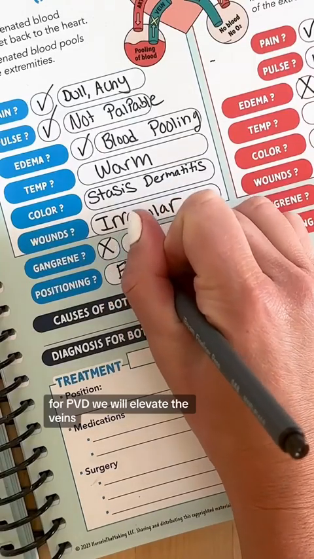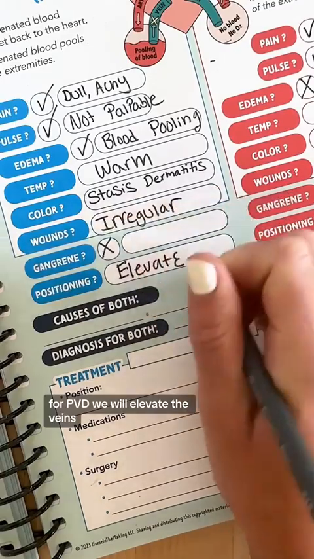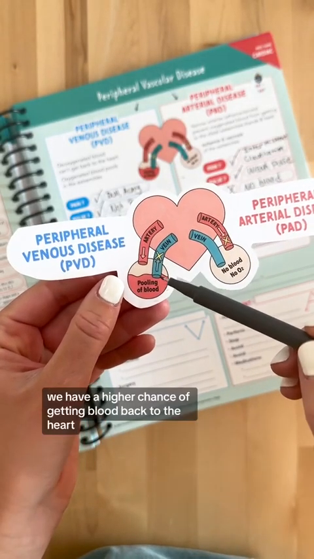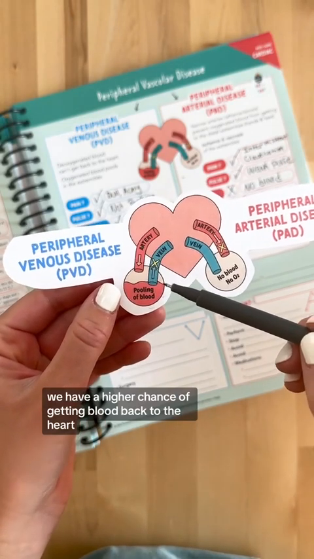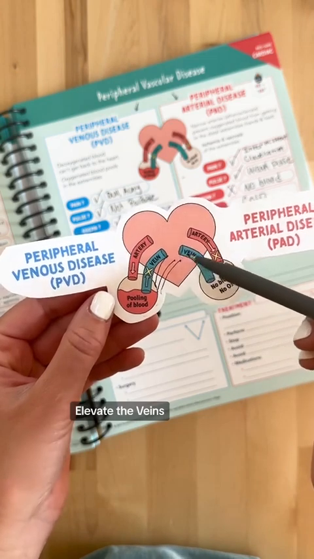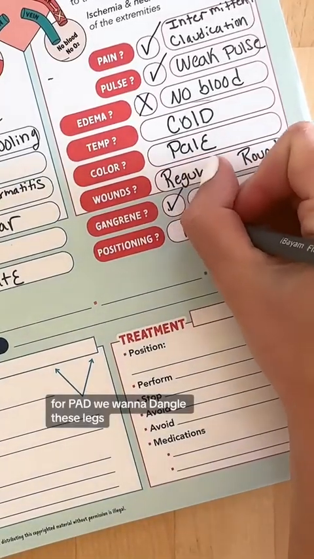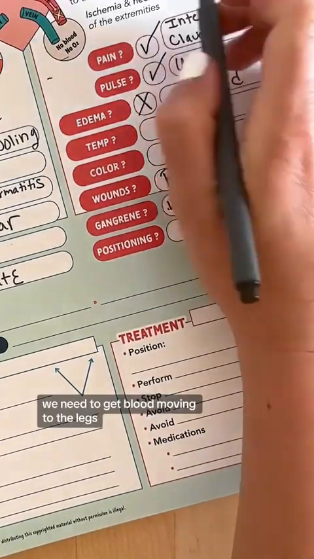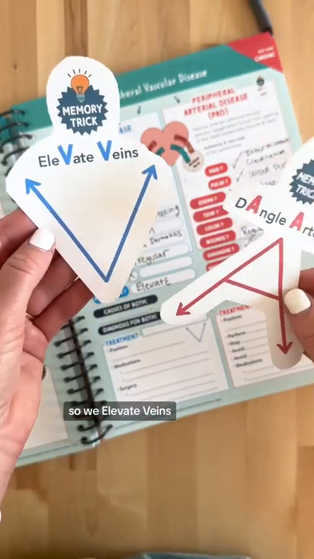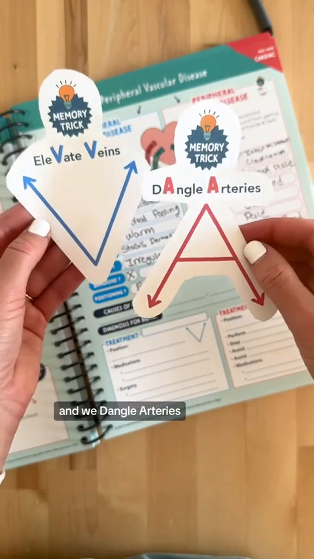Next is positioning, which the NCLEX loves to ask on. For PVD, we will elevate the veins. Remember, all this blood is pooling, so if we elevate it, we have a higher chance of getting blood back to the heart. So remember the memory trick, elevate the veins. For PAD, we want to dangle these legs. We need to get blood moving to the legs, so we dangle them. So we elevate veins and we dangle arteries.